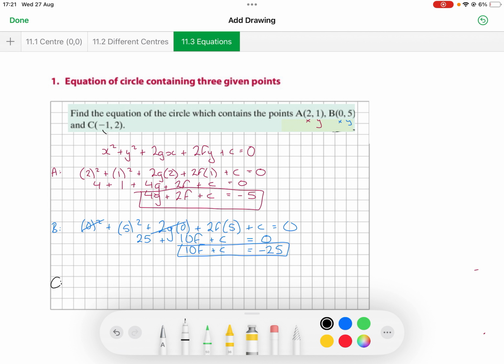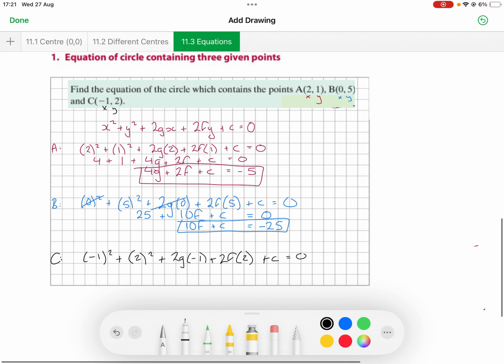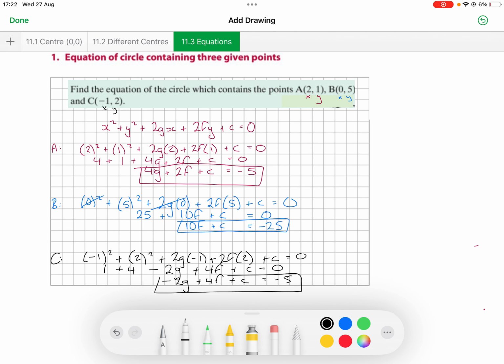So I'm going to do the same, obviously, for point C. Minus 1 all squared plus 2 all squared plus 2g times minus 1 plus 2f times 2 plus c equals 0. So that's going to give me 1 plus 4 minus 2g plus 4f plus c equals 0. So minus 2g plus 4f plus c equals, 1 plus 4 is 5, so bring the 5 across, minus 5. And there's my third equation.